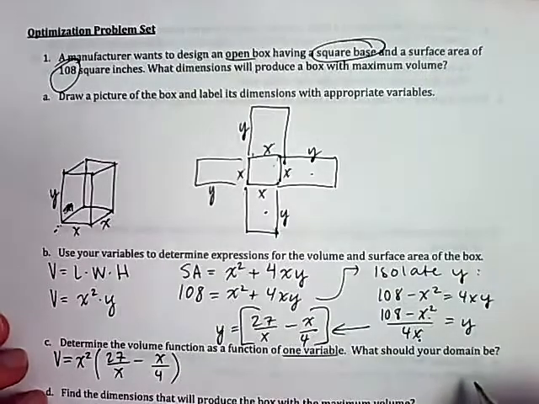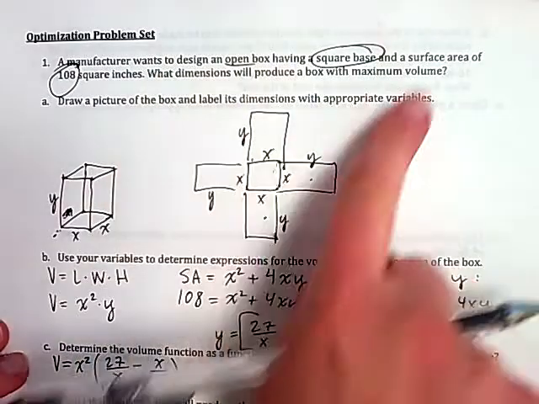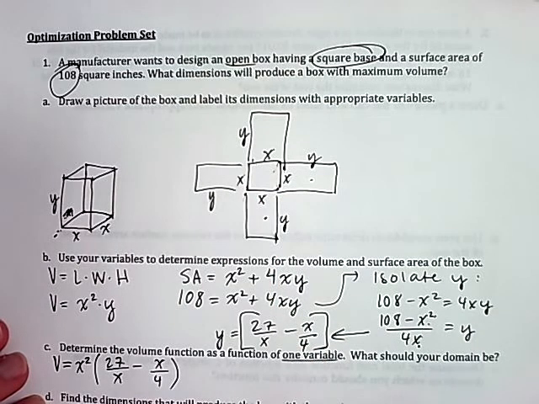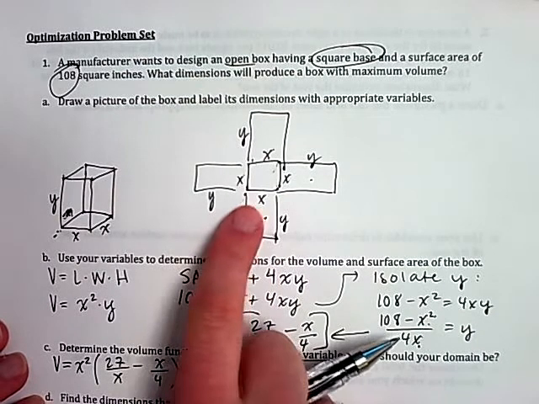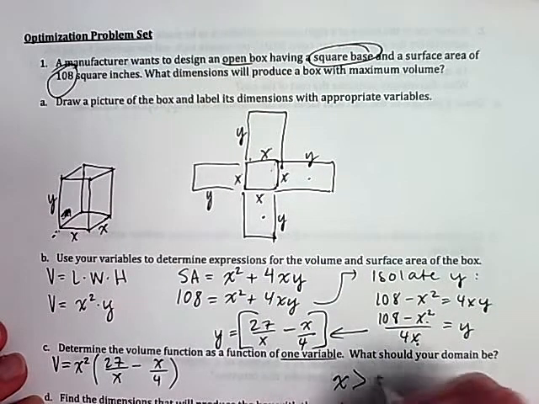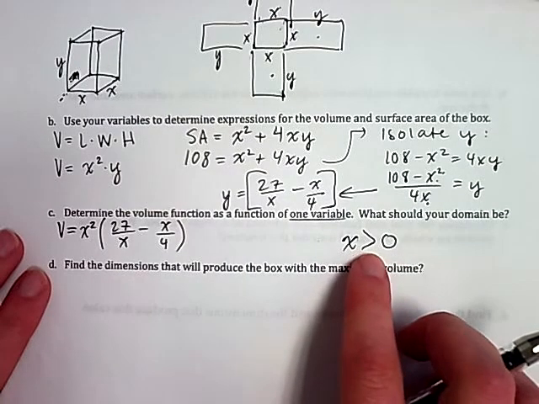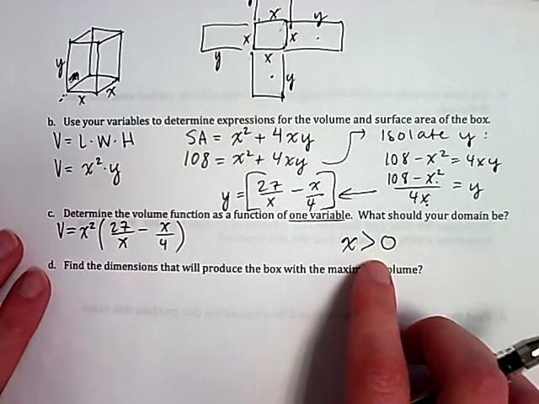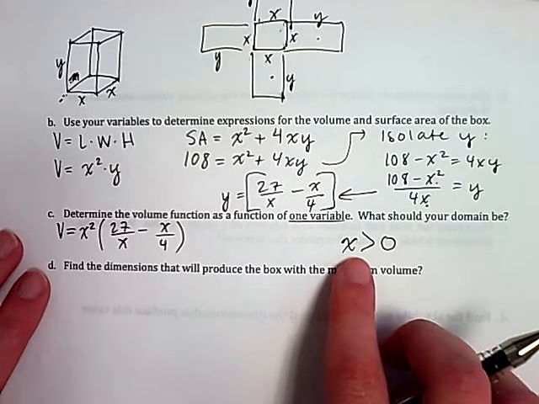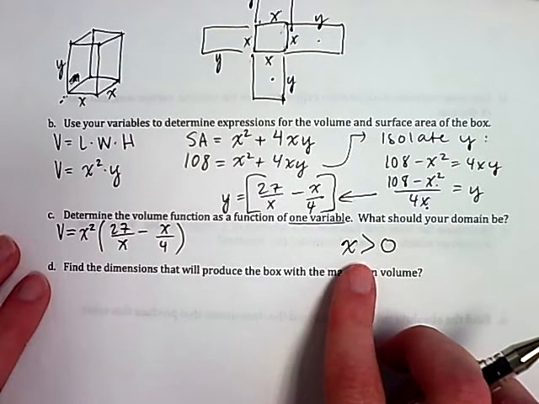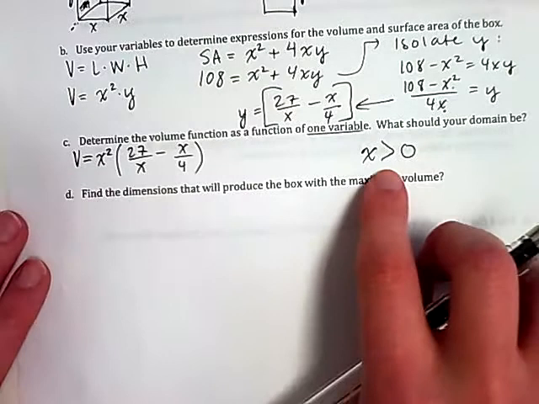So the key for that is to go back to the original problem, thinking about, is there any restrictions on what x can be? Well, if I have a box, it must be true that x has to be some positive number, right? So x has to be greater than 0, and that's my domain. Other than that, it could be anything. At some point, it's not going to be possible, because if x is too big, there's no way I'm going to get my surface area of 108. But we don't have to think too much about that for now. We'll just leave it at that.